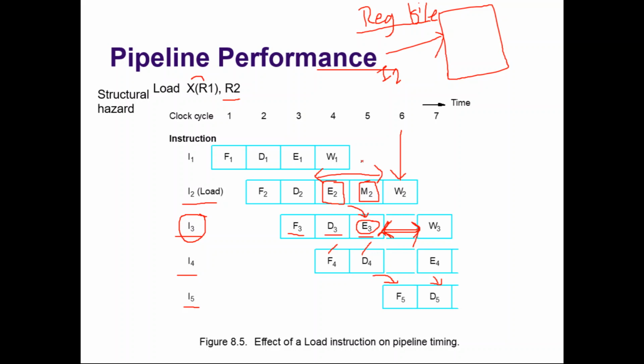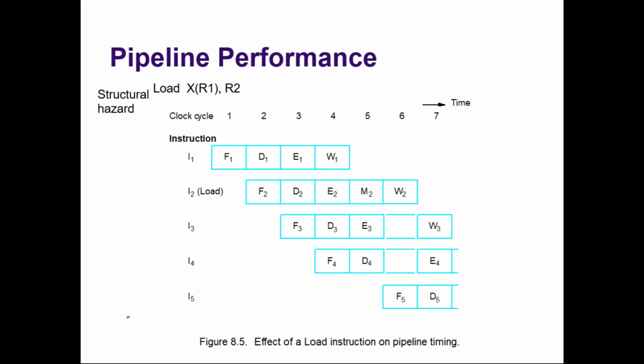Instruction 2 is supposed to complete at the fifth clock cycle, it is completing at the sixth. Instruction 3 is supposed to complete at the sixth clock cycle, it is completing at the seventh. Instruction 4 is supposed to complete at the seventh clock cycle, it is completing at the eighth. Instruction 5, which is supposed to complete at the eighth, will complete at the ninth clock cycle. So this is called a structural hazard.